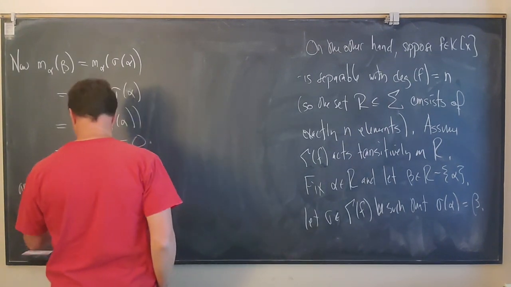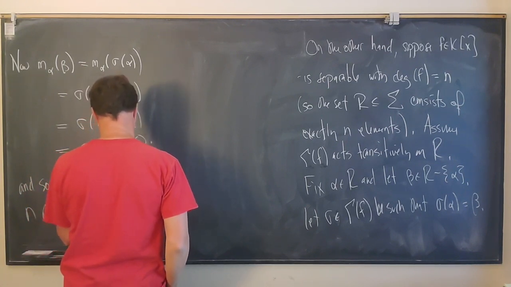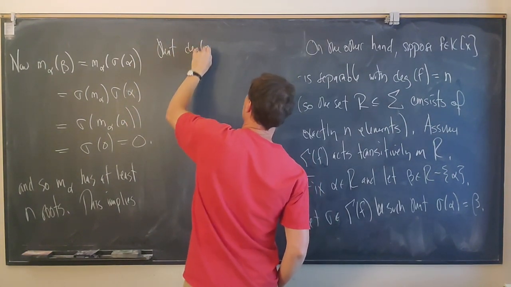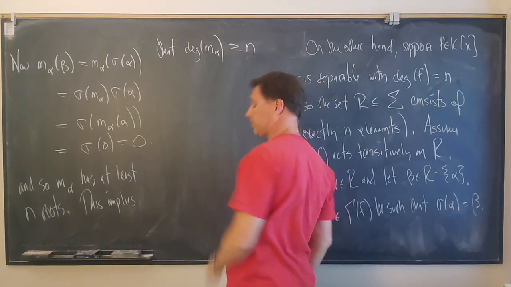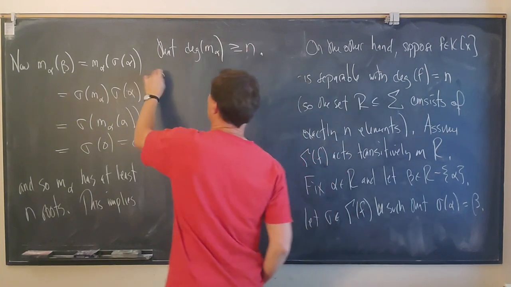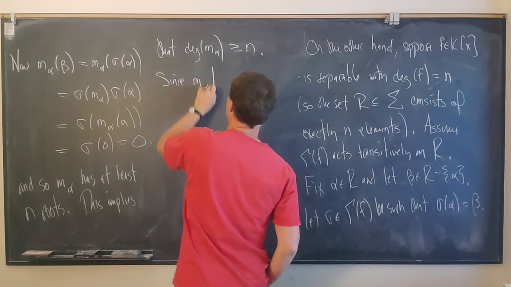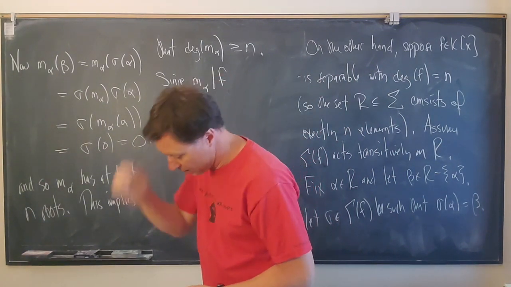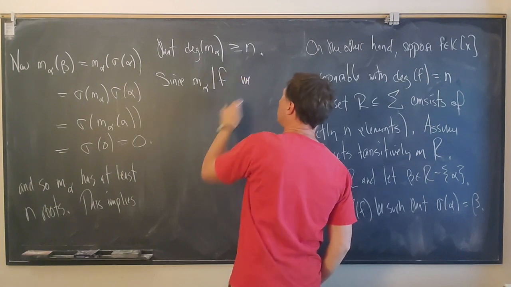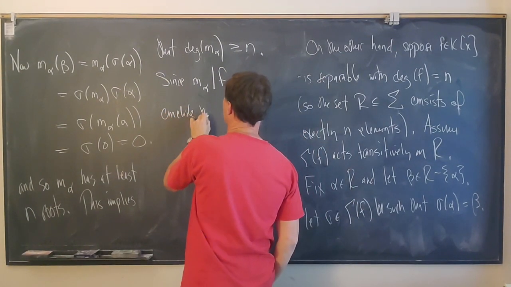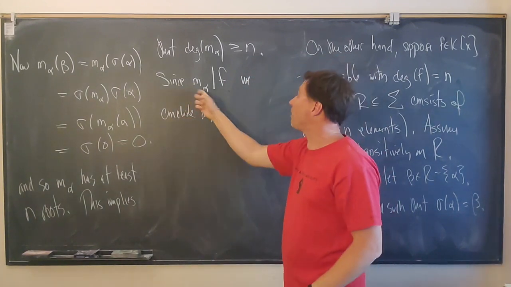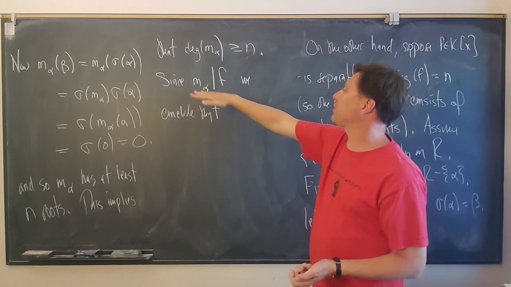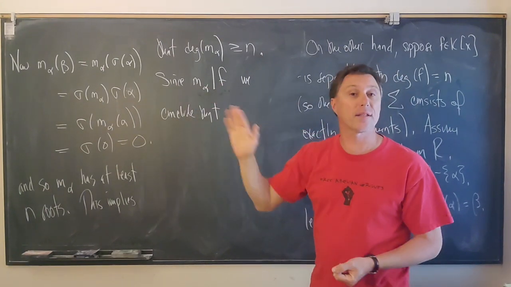So this implies that the degree of m_alpha is greater than or equal to n. Now, alpha is a root of f, which means that the minimal polynomial m_alpha has to divide f. So what would the relationship between m_alpha and f be if f has degree n, m_alpha has degree greater than or equal to n, and m_alpha divides f? It tells us that f is just a constant multiple of m_alpha.